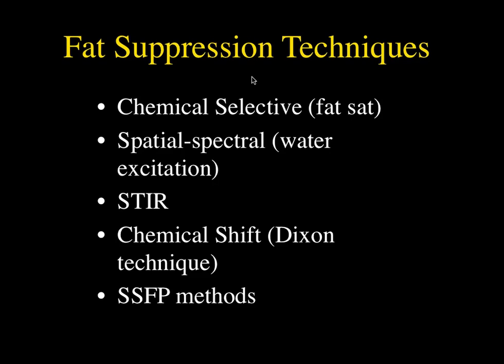Okay, so those are some of the little bit more esoteric areas. Let's go into something that we do all the time again, and that's fat suppression techniques. So especially in the musculoskeletal system, we do these every day, and there are a number of different ways that people can suppress the fat. One is chemical selective fat suppression, spectrospatial water excitation, STIR imaging, chemical shift or Dixon technique, and steady-state free precession type methods.